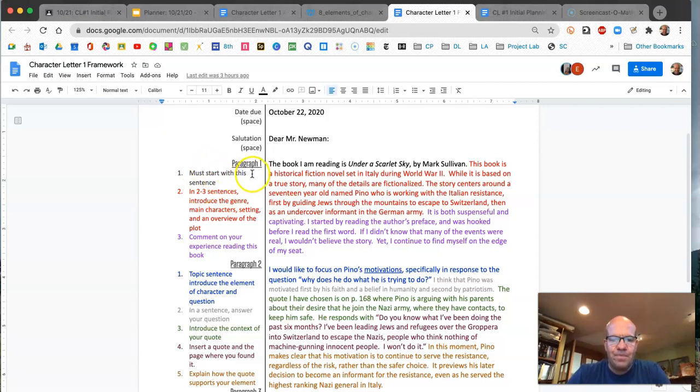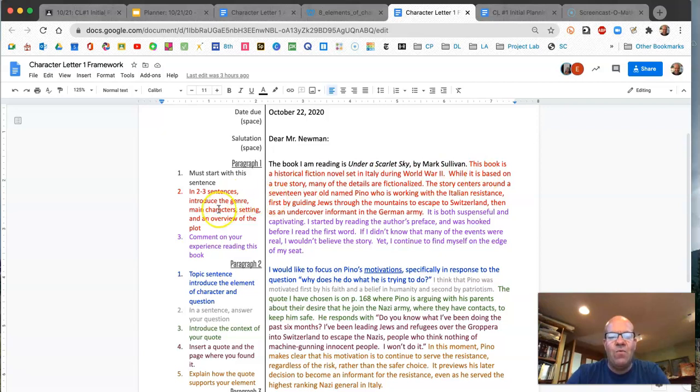In the first paragraph, you introduce the book. So this is the book that you're reading. Every letter is going to start with a sentence: the book I'm reading is blank by blank. So in this case, the book I'm reading is Under a Scarlet Sky by Mark Sullivan.